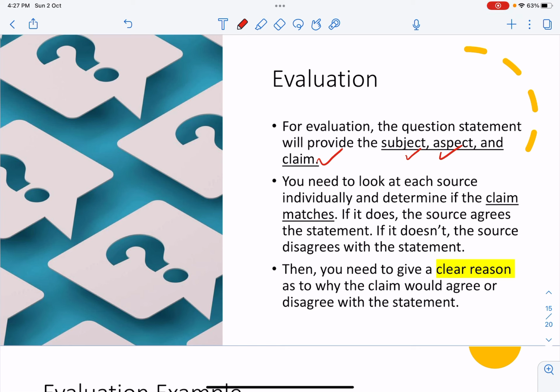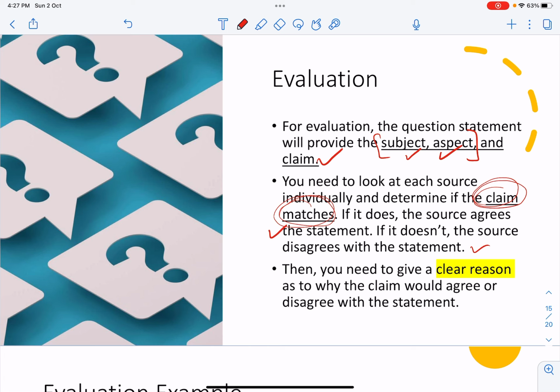Then you need to look at each source individually. Determine whether the claim of each source actually matches with the main statement that they gave to you. If it does, then the source agrees with the statement. If it doesn't, you will say the source disagrees with the statement. But you have to make sure that the subject and aspect are the same.